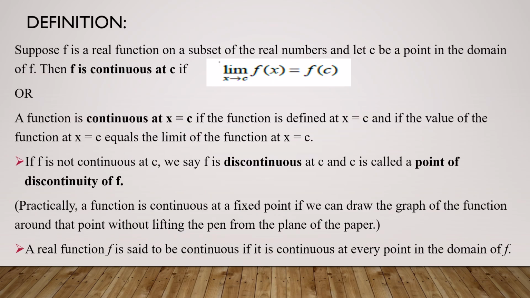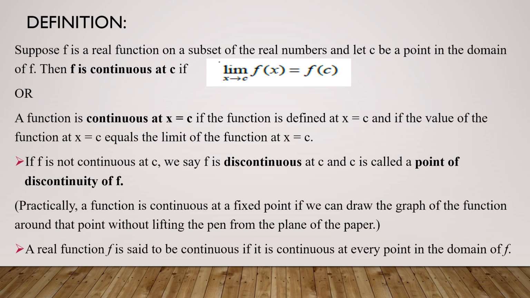So let us define. Suppose f is a real function on a subset of the real numbers and let c be a point in the domain of f. Then f is continuous at c if the limit as x tends to c of f(x) is equal to f(c). Or in other words, a function is continuous at x equal to c if the function is defined at x equal to c and if the value of the function at x equal to c equals the limit of the function at x equal to c.